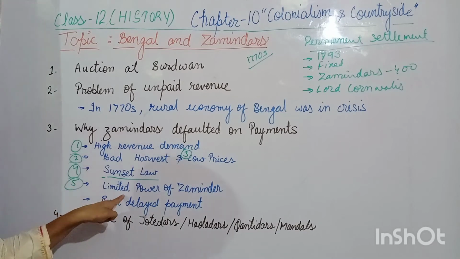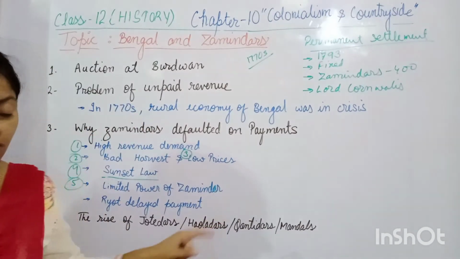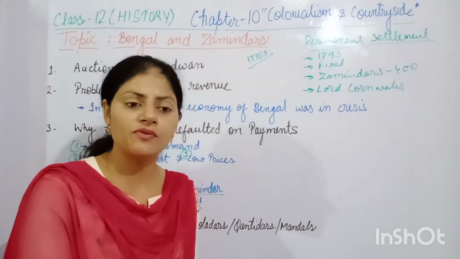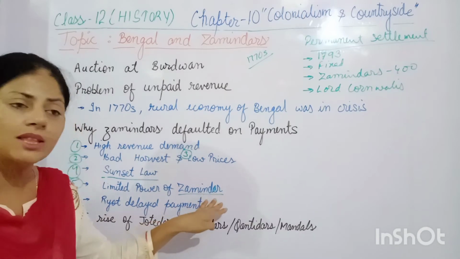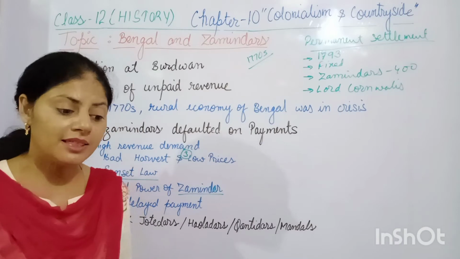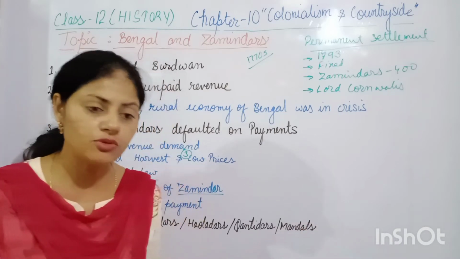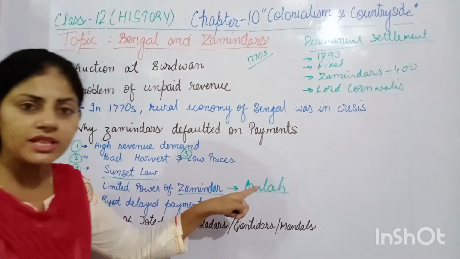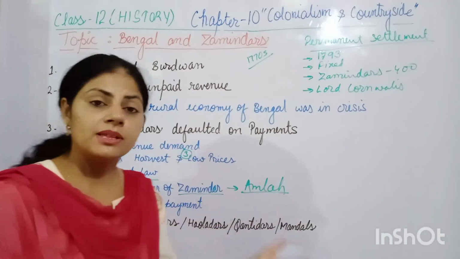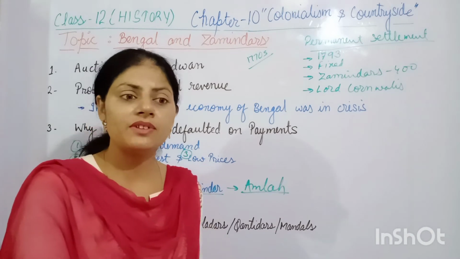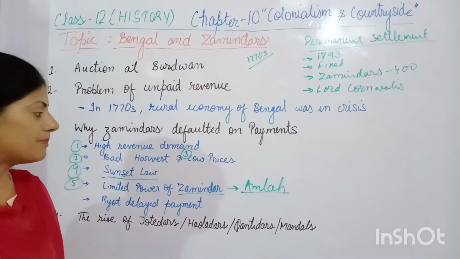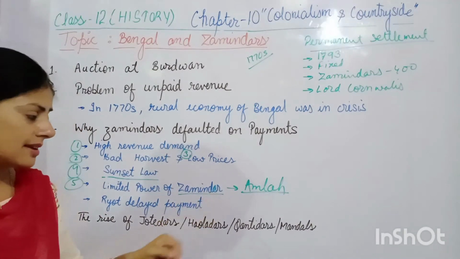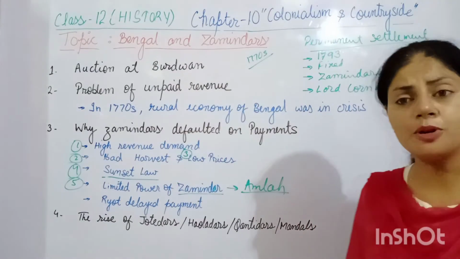Now fifth, limited power of the zamindar. This is also important. This zamindar class didn't have any attachment with the peasant or the ryot who resided in the village, because they came to the village but didn't reside there. They lived in the city area and just came to collect the revenue. They had their officials with them known as the Amla. These were the officials of the zamindar who came to the village to collect the revenue. And because they didn't live there, they didn't have any sentimental attachment with the peasants. That's why they were so strict in collecting the revenue, and because of this, they also became unpopular among the villagers.